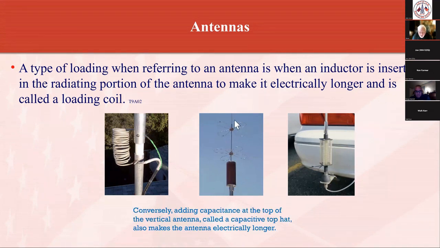Also, adding capacitance on the top of the antenna, this is called a capacitive top hat, that also makes the antenna electrically longer. There's a physical reason for that as well. The capacitive top hat couples to the ground, and antenna radiating current actually flows up through the top hat and through the capacitance to the ground, which makes the antenna electrically longer.